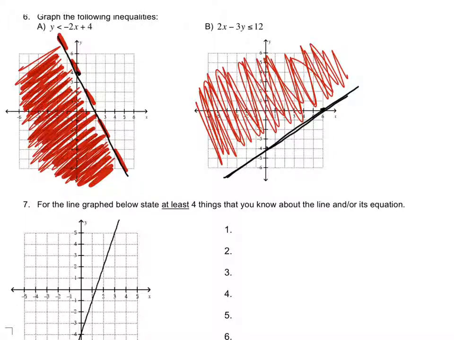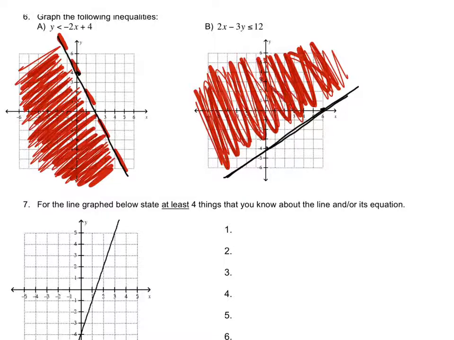In which region do I shade? So I plug in 0. 0 less than or equal to 12 is always true. So I shade the region that has the 0, 0 in it. So I shade the region that contains the 0, 0 testing point.